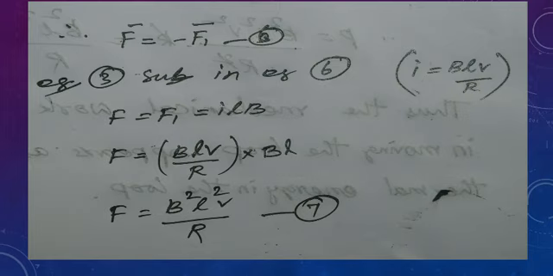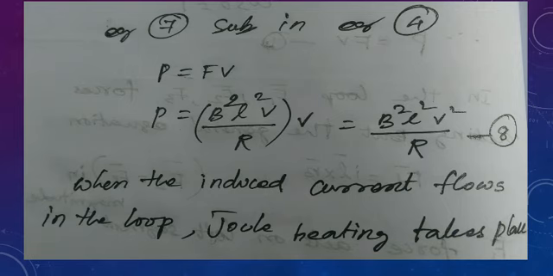Okay, students? Now substitute equation number 7 in equation number 4. Power is equal to F into V. Substituting the F value, B square L square V divided by R, into V, we get B square L square V square by R. This is equation number 8. That is, power is equal to B square L square V square by R.